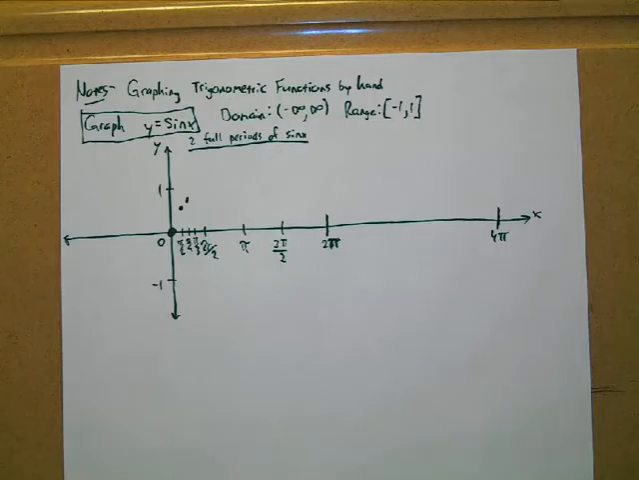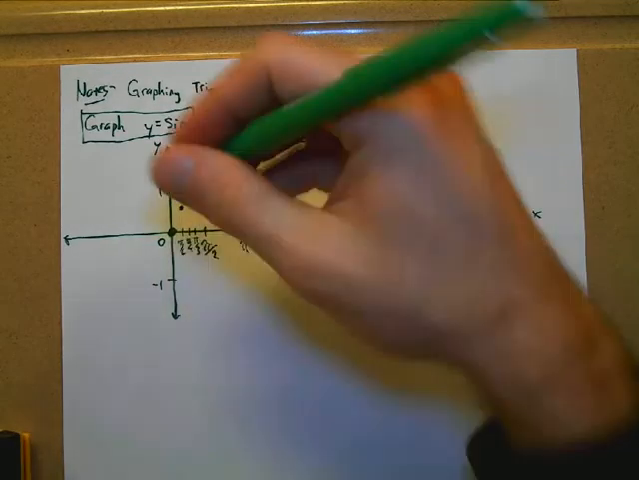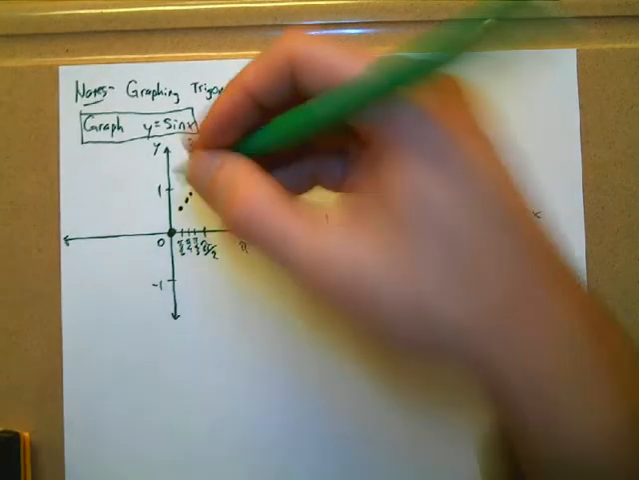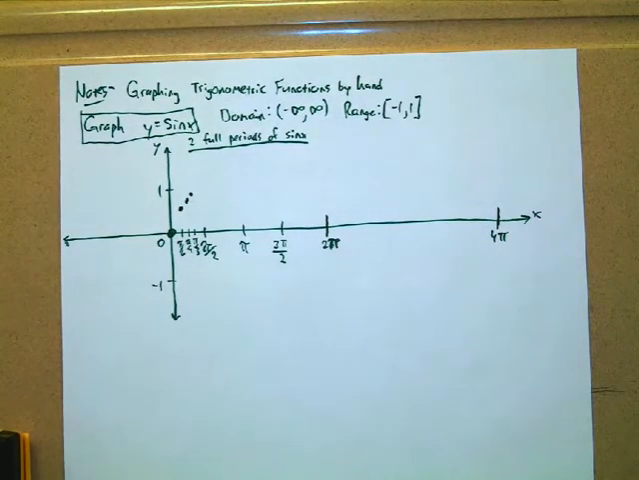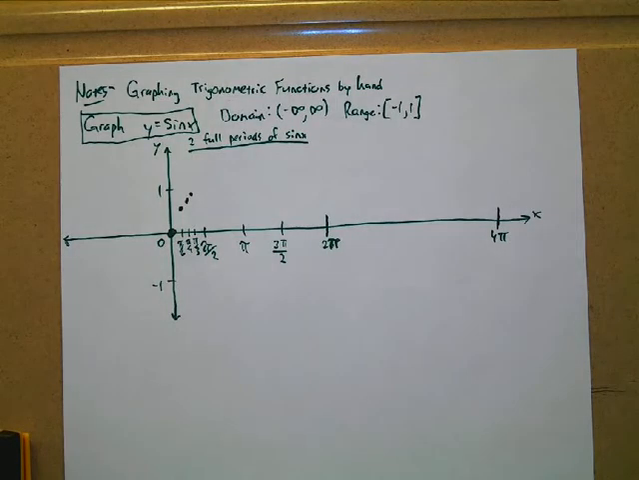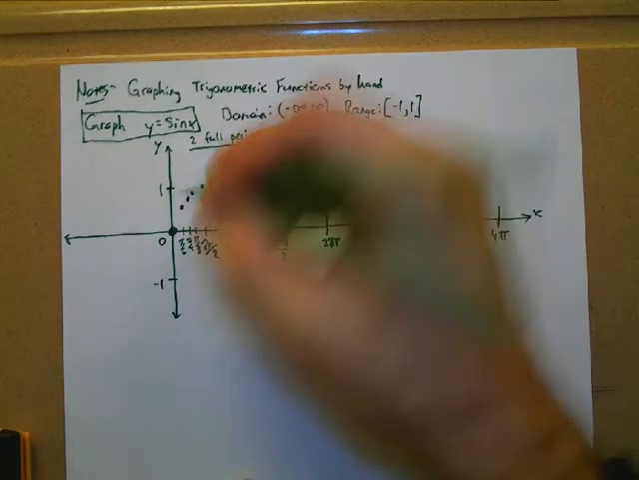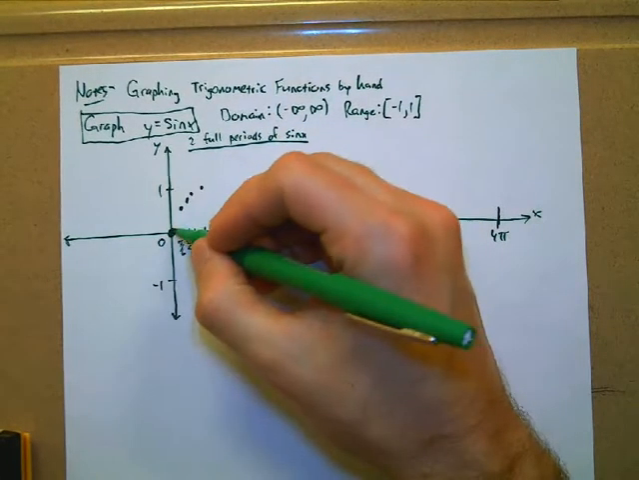And then what's the sine of pi over 2? Sine of pi over 2 is 1. So we kind of connect these dots here. You can see that top part of our wave forming there.